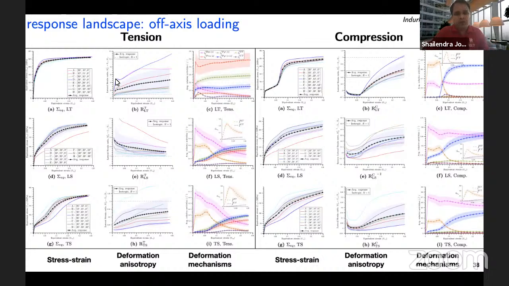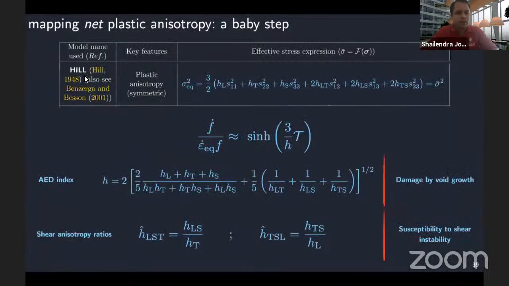We collate all these responses and we put them into a simple Hill-type anisotropy model. Admittedly, this is quite simplistic compared to the complex response of a typical magnesium-type material, but this is a start. And the idea is that using the full 3D numerical characterization of these materials, we can extract these indices, the AED index that I mentioned to you earlier, and the shear anisotropy ratios, which represent respectively how anisotropy would affect damage by void growth and the susceptibility of a particular material to shear instability.